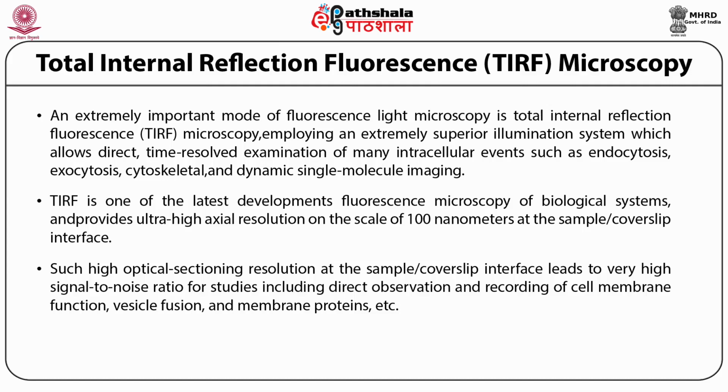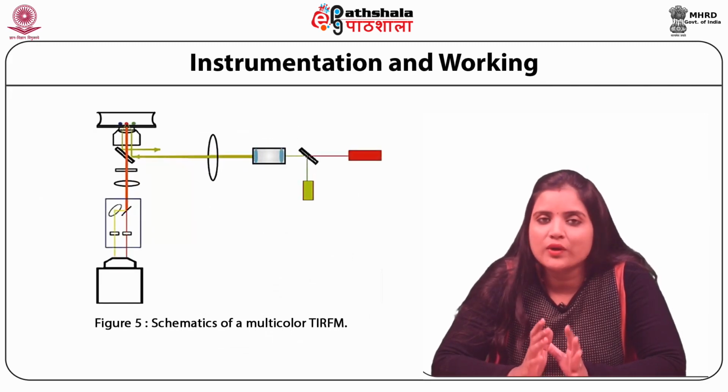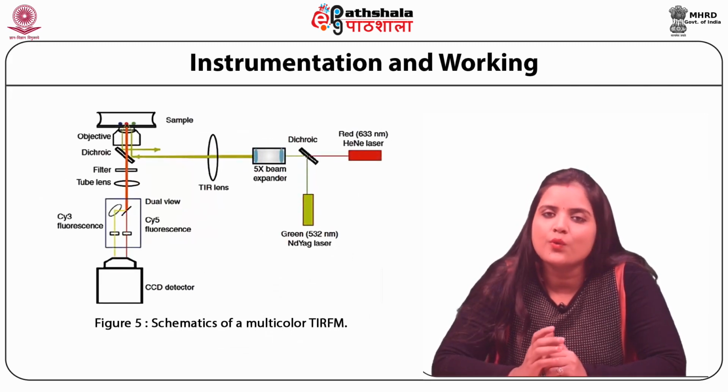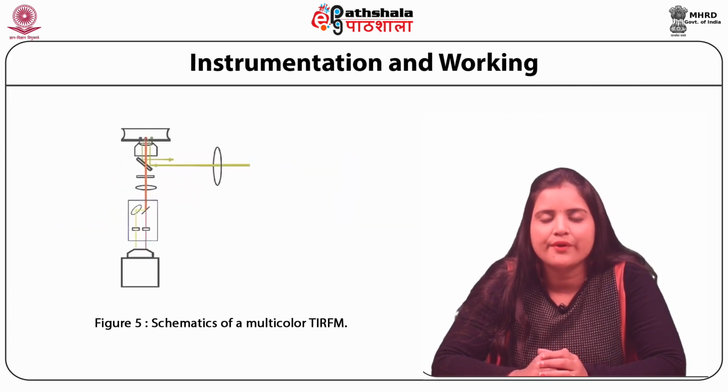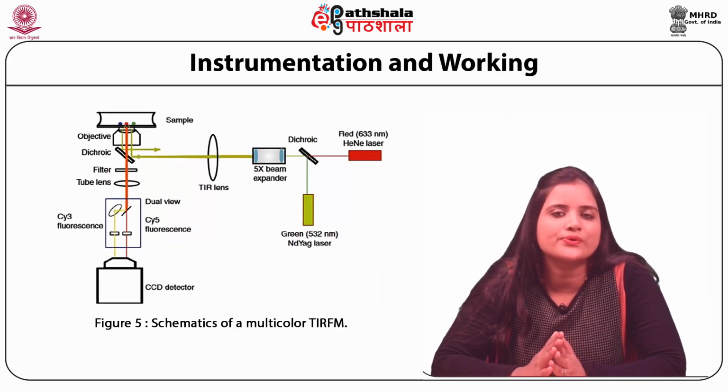This microscopy technique is extensively used in the experiments involving low signal intensity and fast imaging. These standards are achieved via electron multiplying CCD, that is EMCCD technology, which is being studied by researchers on an intensive scale. Let us discuss the various steps which are involved in the working of a typical TIRF. The steps involved in a typical TIRF experiment are as follows.